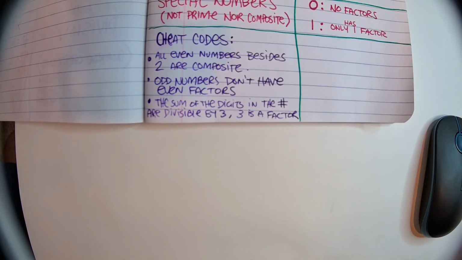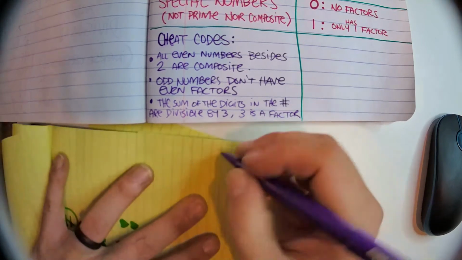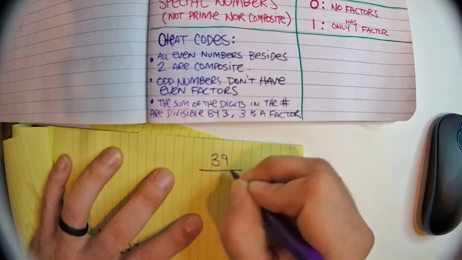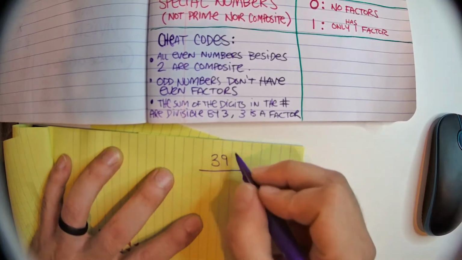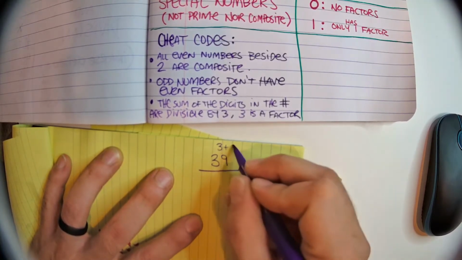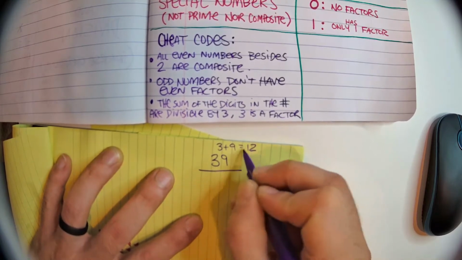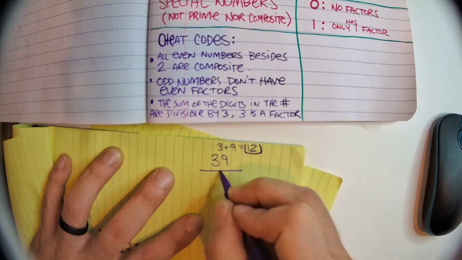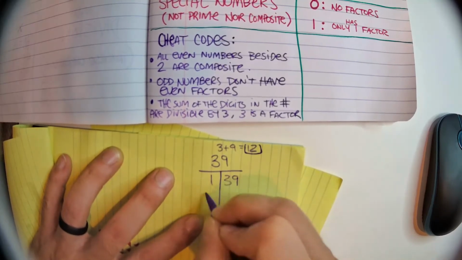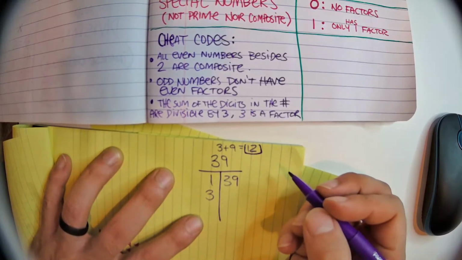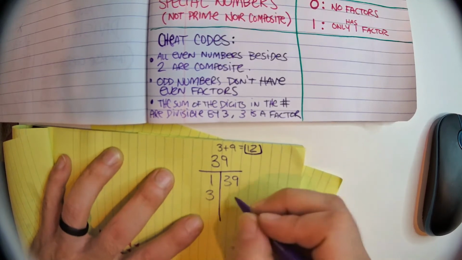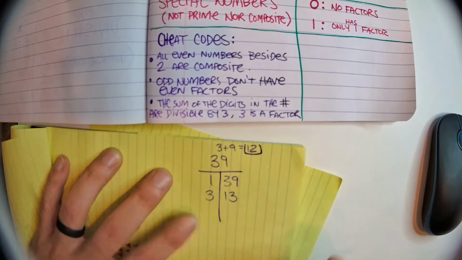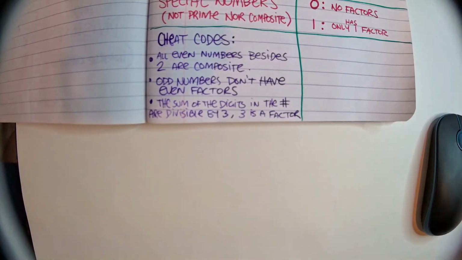It's a crazy trick. But basically, if I take any number, let's say I take 39, okay, and you add the digits, 3 plus 9, 3 plus 9 equals 12, right? So if 3 plus 9 equals 12, and 12 is divisible by 3, that means that 39 absolutely has a factor of 3. All right? And if you think about it, 3 groups of 13 would give you 39. So that's a crazy one.